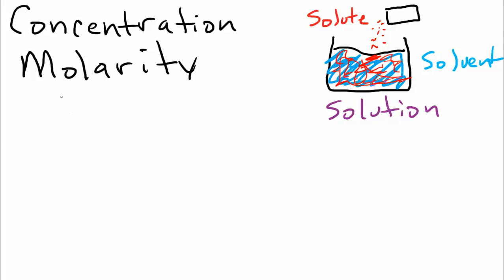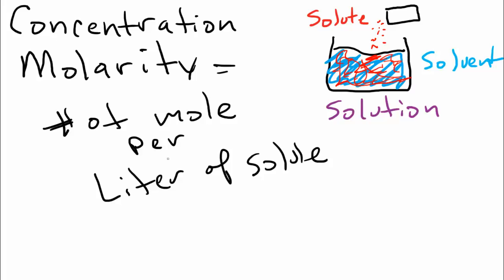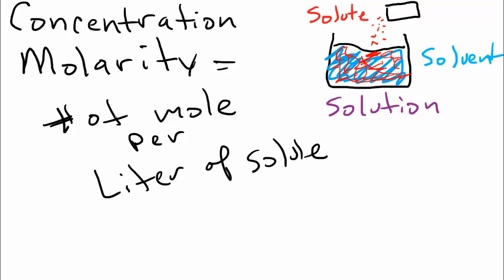Molarity. It's got the word mole in it, so you have to figure that it's going to have something to do with moles. But basically, it's the number of moles per liter of solute. That's called molarity. It's moles per liter. Moles of solute per liter. So the unit for molarity then, if it's number of moles per liter, as you would expect, is moles per liter.